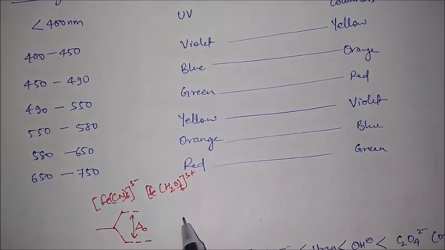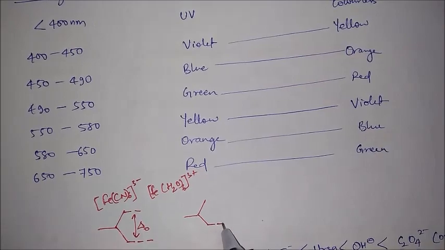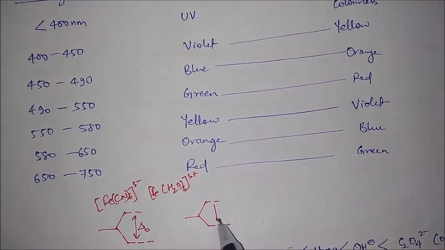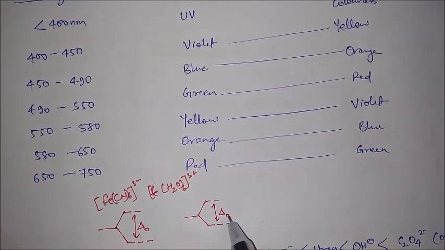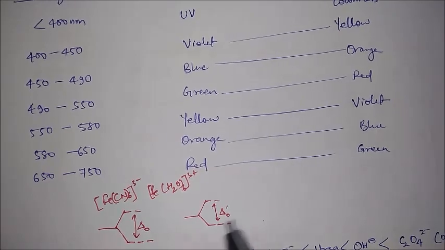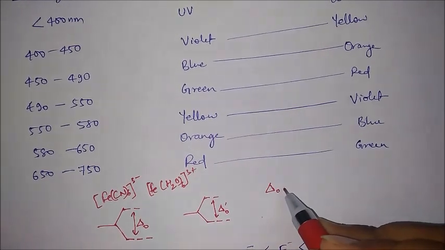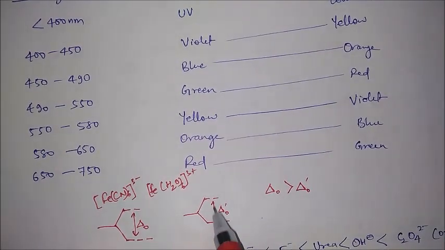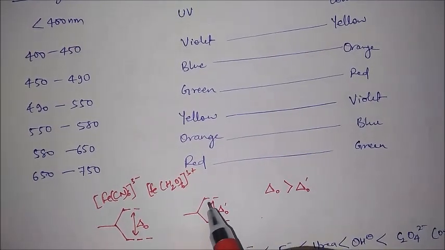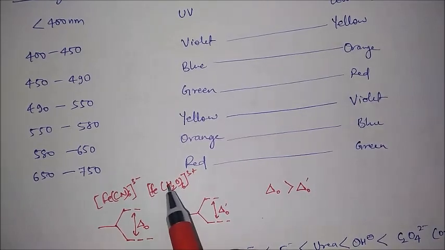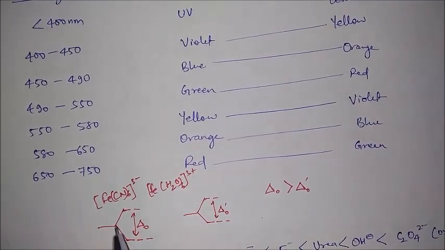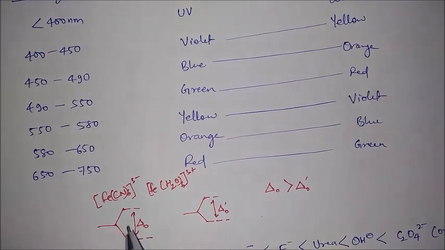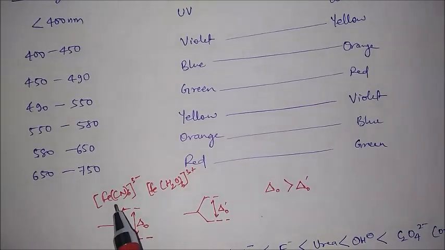For [Fe(H2O)6], splitting will also be there, but the energy gap will be less. So let's name it as delta O dash. Now here you can say that delta O is greater than delta O dash. That means the splitting energy for the complex having H2O as the ligand is less as compared to the splitting energy for the one having CN.